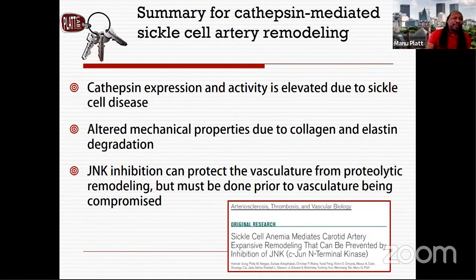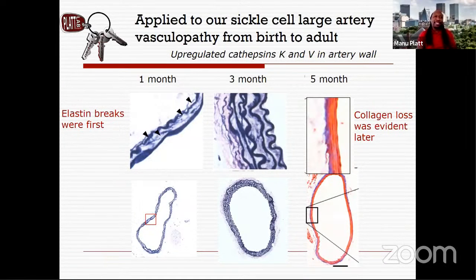And so we published this earlier this year at ATVB, finally, after years. And it's hard getting a sickle cell mouse colony together because these mice do not like to survive. But again, the summary there is that cathepsin expression and activity was elevated due to sickle cell disease. And it does alter the mechanical properties because these cathepsins degrade the collagen and the elastin. And the JNK inhibition can protect that from the pathologic remodeling. But there does seem to be some age-dependent impacts that we're further investigating.